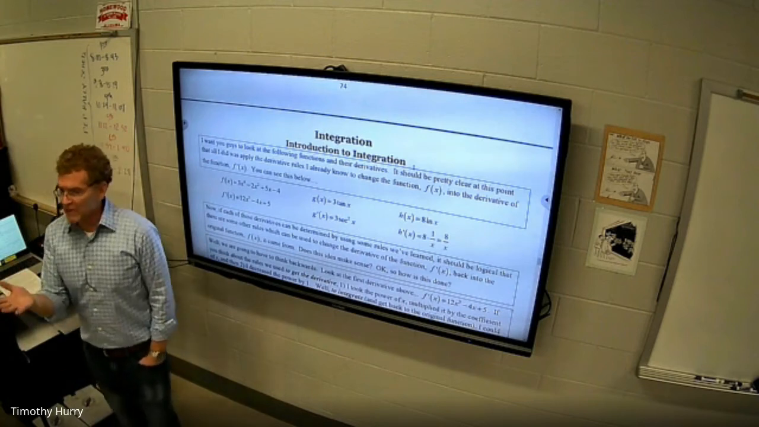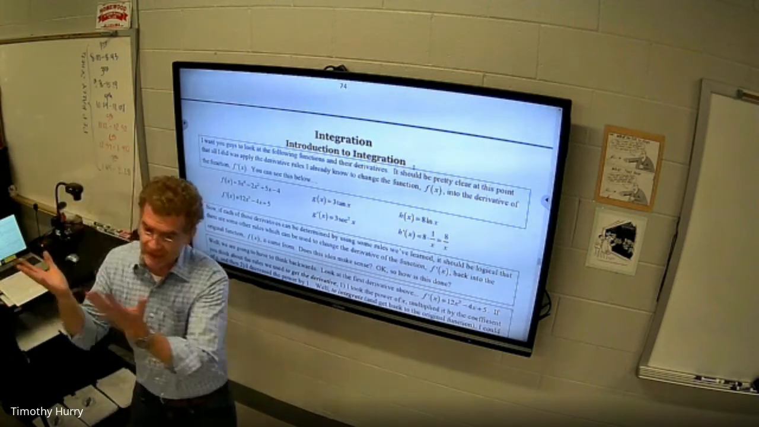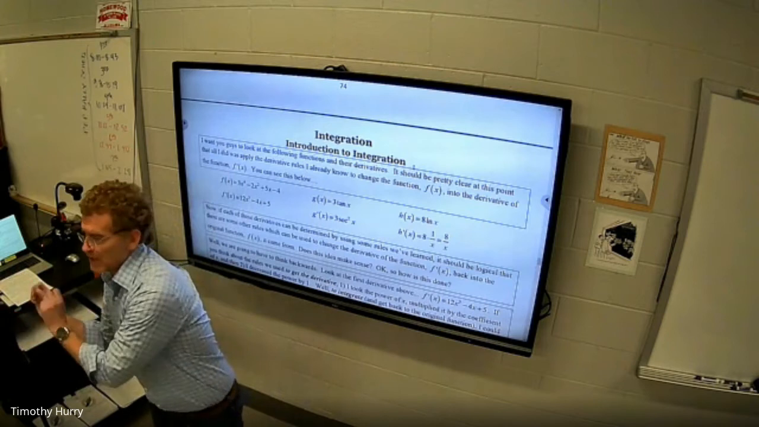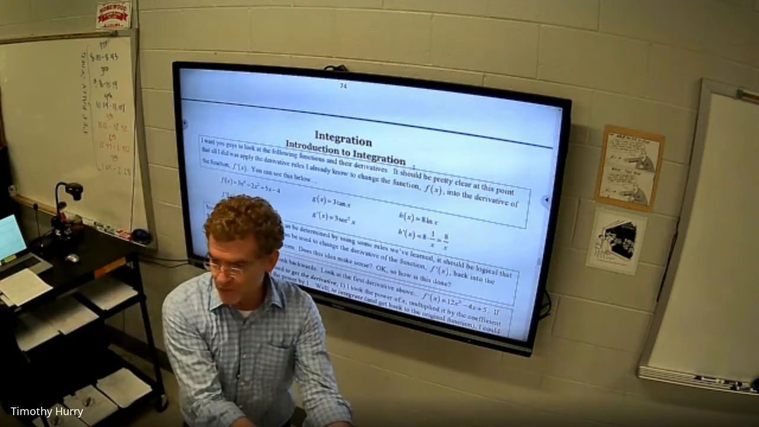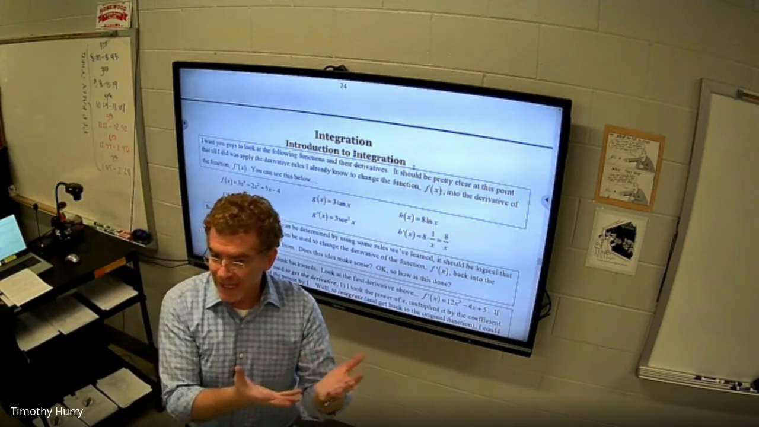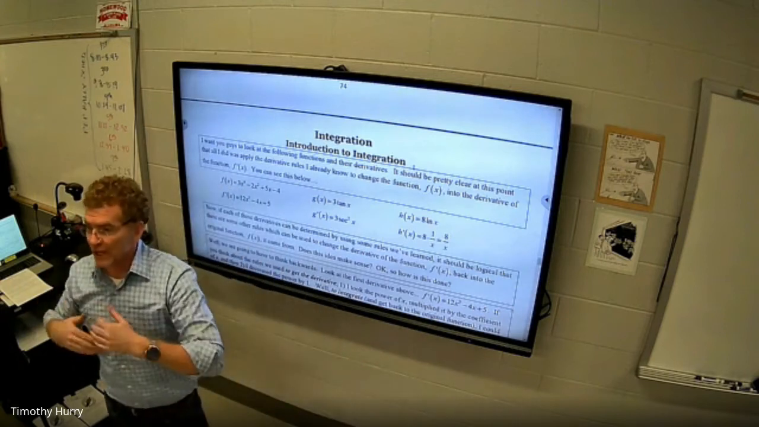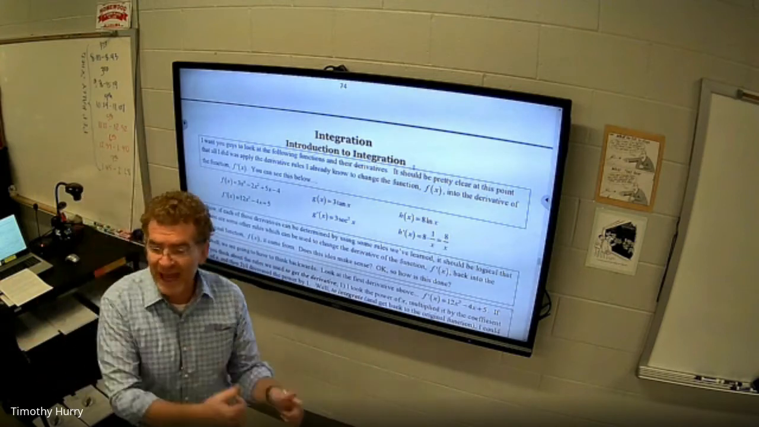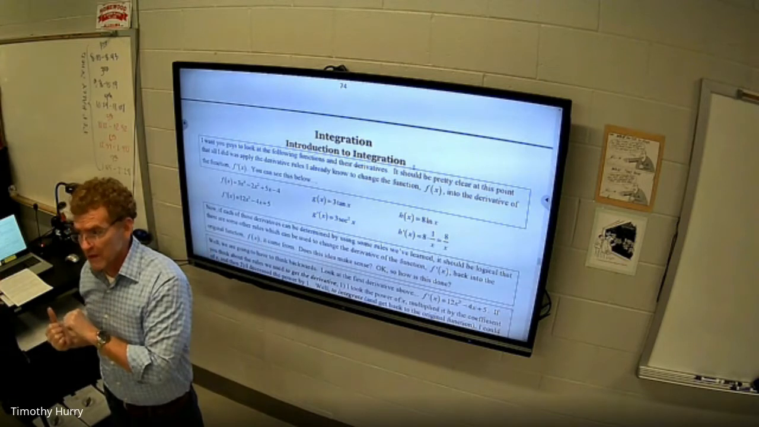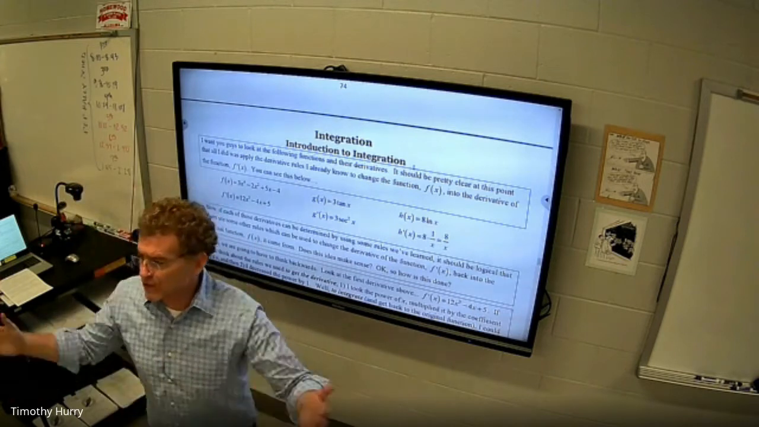So what we have done so far is derivatives. We have taken a function, taken its derivative, and gotten the derivative function. What we're going to do now is go backwards. So integration is an antiderivative. Okay? Now, we have all these derivative rules.